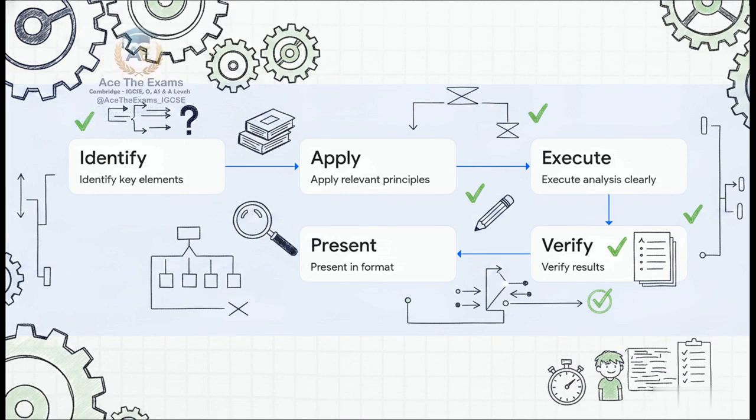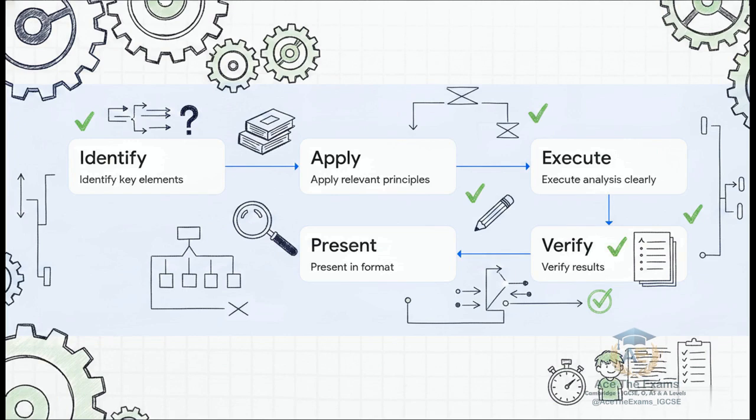Systematic processing requires this specific standardized sequence. Step 1, identify key elements in the prompt. Literally highlight the command word like evaluate or describe. Step 2, apply relevant principles. Ask yourself, is this an S, P, or I problem? Step 3, execute analysis. Start building your point and evidence. Step 4, verify results. Does your explanation actually truly answer the prompt? Step 5, present format. Ensure your link ties it all up neatly.